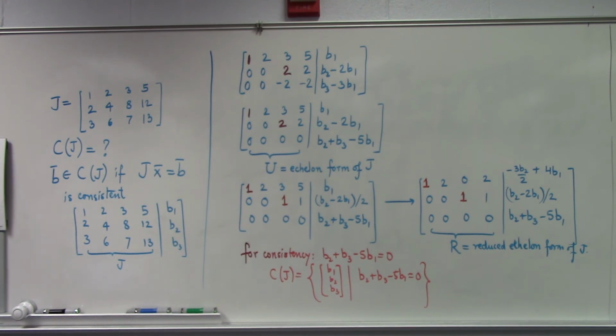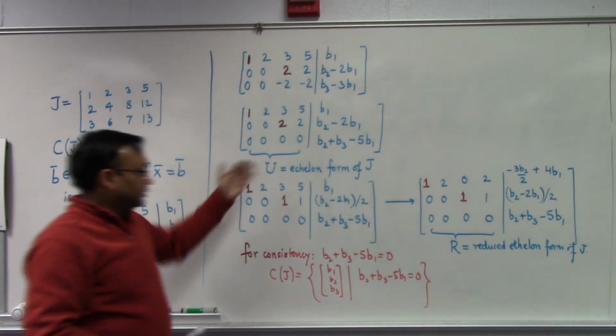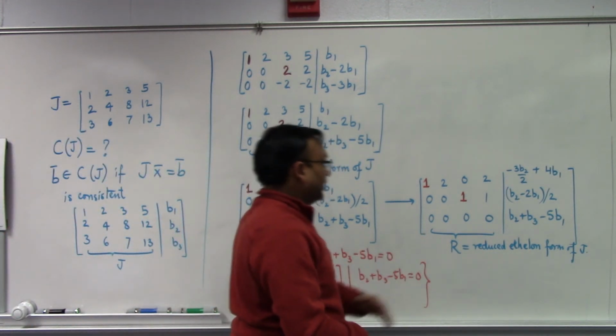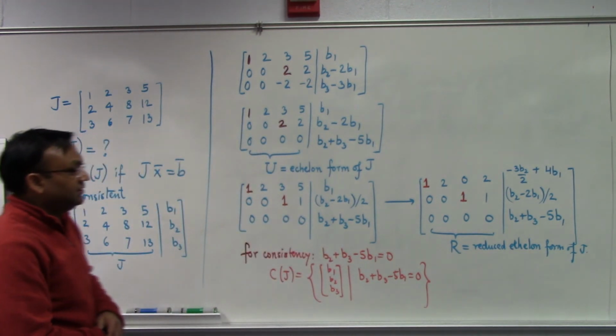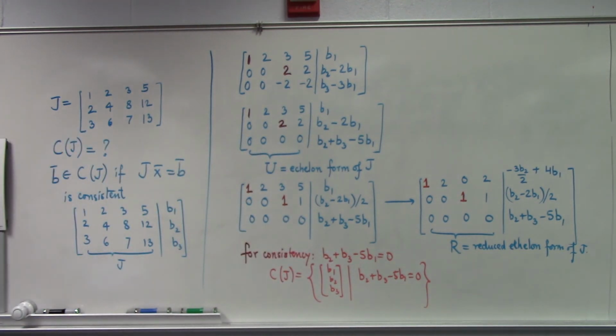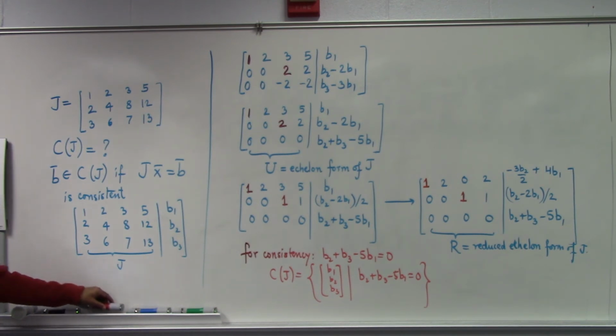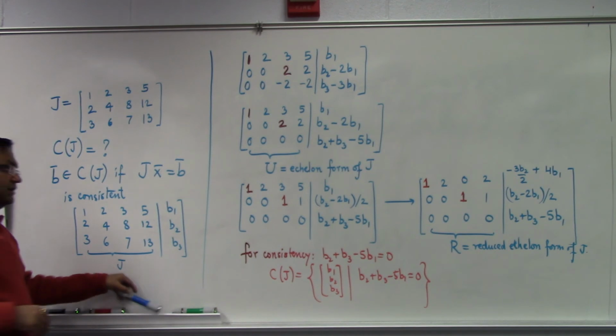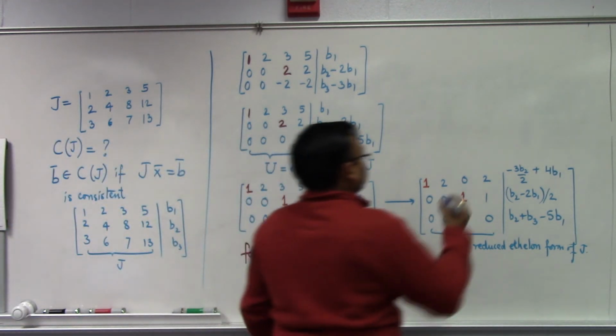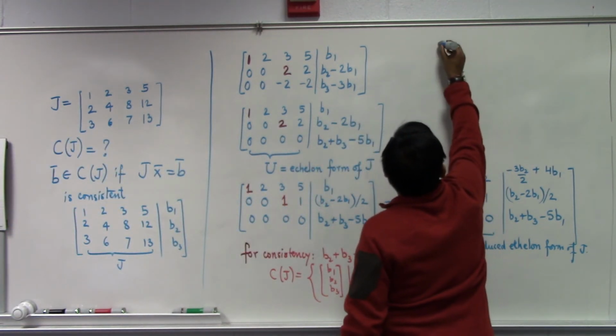So here's the first question that one may ask. What is the relationship between the column space of J, the column space of U, and the column space of R? Could they be the same? Or there is no relation between them? Any such thing that we can tell? Let's go with an obvious thing. Could they be the same? Can the column space of J be the same as the column space of its reduced forms?